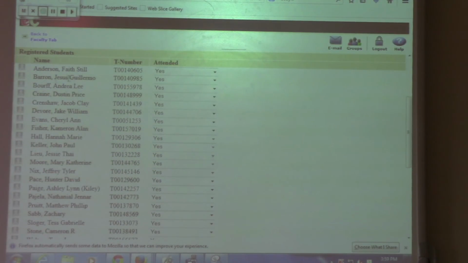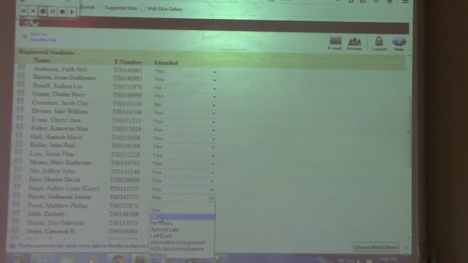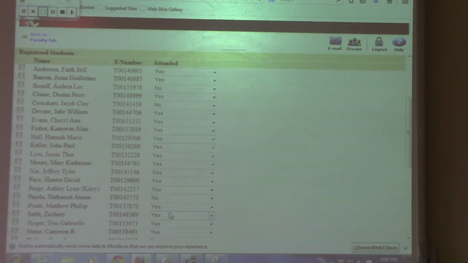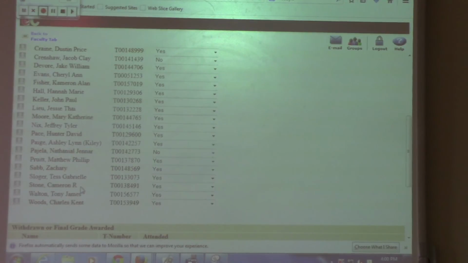Anderson's here. Barron? Here. Borth? Crane? Here. Crenshaw? DeVore? Here. Evans? Fisher? Hall? Keller's here. Lynn's here. Moore? Nix? Pace is here. Page was here. Okay. Where is Pahela? Where's Pahela? Pruitt's here. Sabb's here. Sloger was here. Stone. Walton. Here. Woods. No Woods.